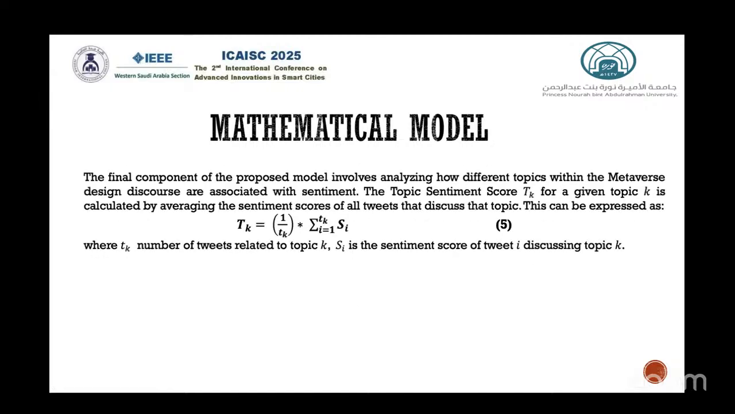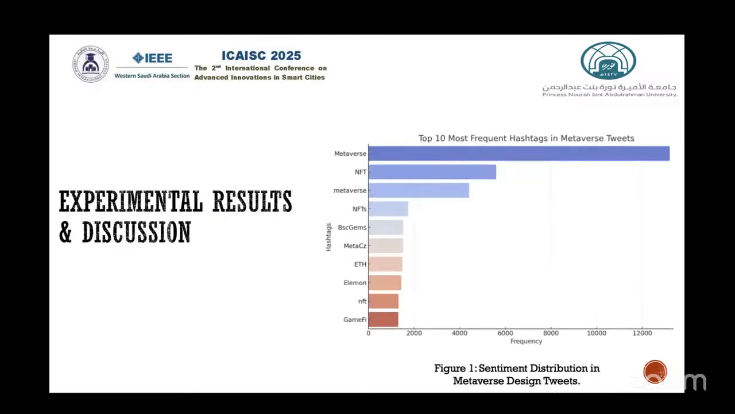Then we can know the final component of the proposed model, which relies on the metaverse design. Then it gives us a result of the topic sentiment score for each one. Then we can know the number of tweets related to the topic. Based on that, the experiment results, initial results, I would call it, the most frequent hashtag in metaverse tweets gave us a very good thought about this kind of technology, where it has evolved and where it can be used for various applications.